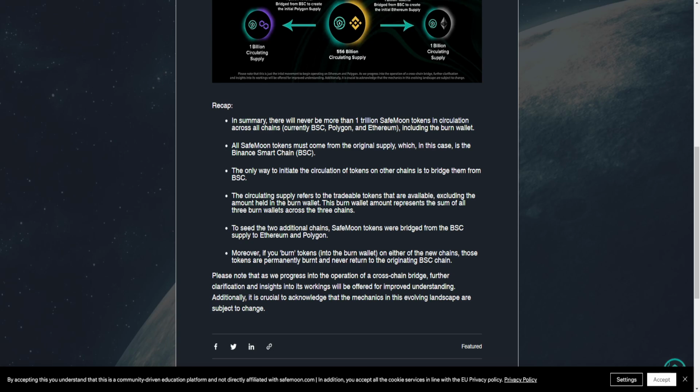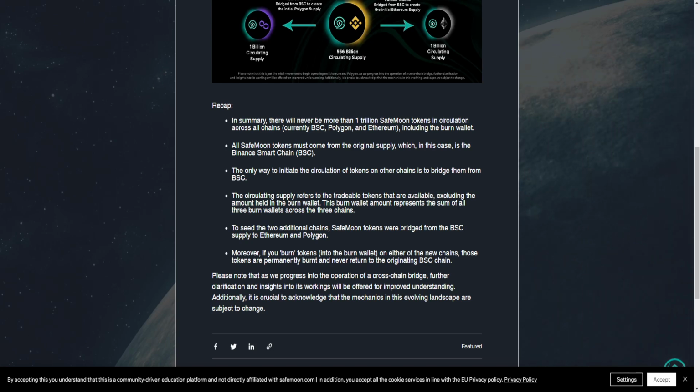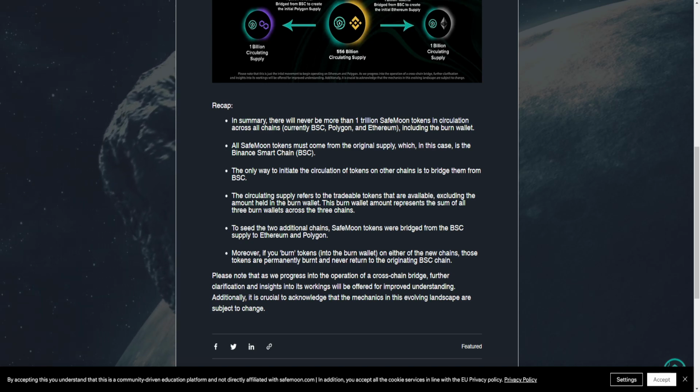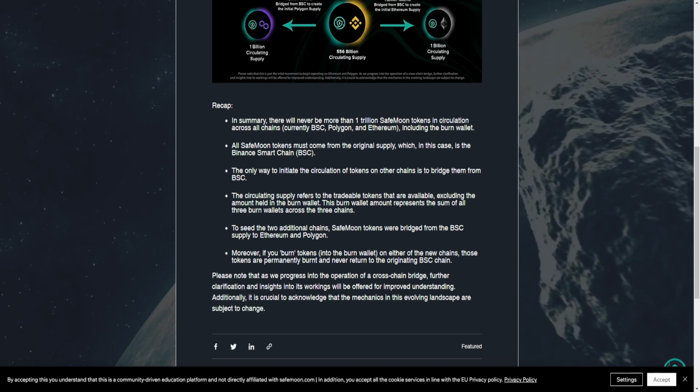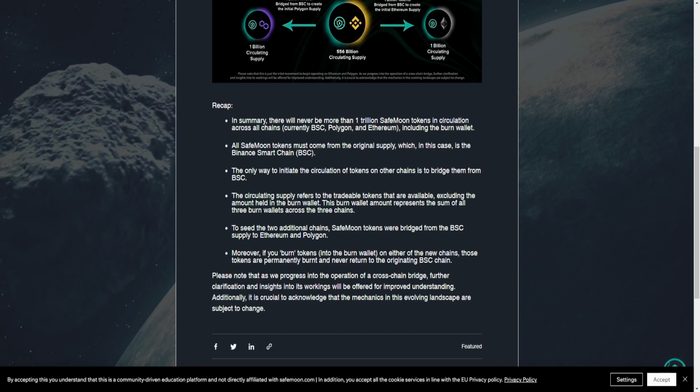The circulating supply refers to the tradable tokens that are available, excluding the amount held in the Burn Wallet. This Burn Wallet amount represents the sum of all 3 Burn Wallets across the 3 chains. To seed the 2 additional chains, SafeMoon tokens were bridged from the Binance Smart Chain supply to Ethereum and Polygon. Moreover, if you burn tokens into the Burn Wallet on either of the new chains, those tokens are permanently burnt and never return to the originating BSC chain.